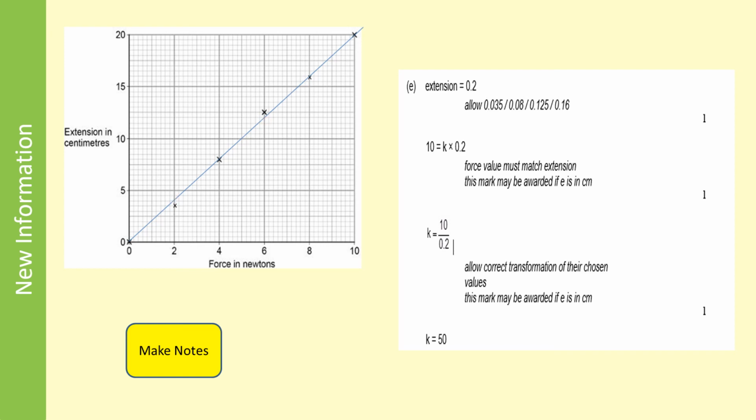For the sake of convenience, I've used this point because I know when the force is 10 newtons, the extension is 20 centimeters. First thing I do is change that extension to 0.2 meters, which means I know F equals k e, the force 10 newtons equals k times the extension 0.2. Rearrange it, substitute in the figures, and your answer will be k equals 50 newtons per meter.